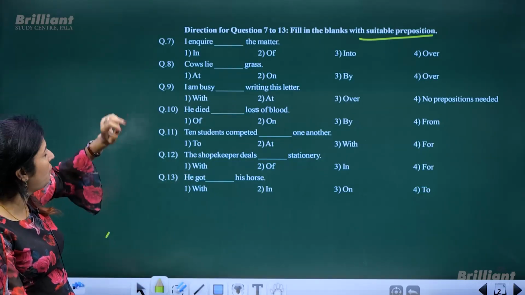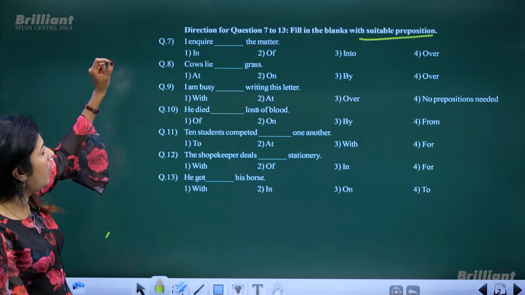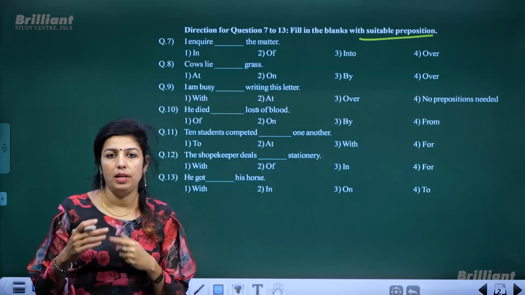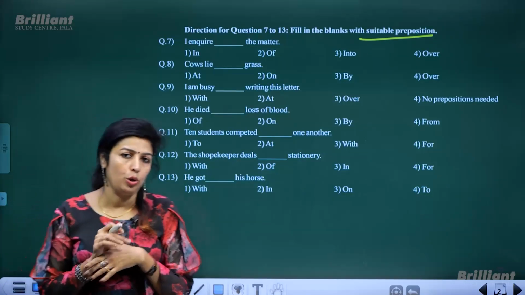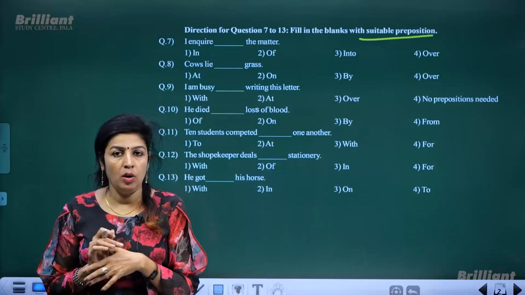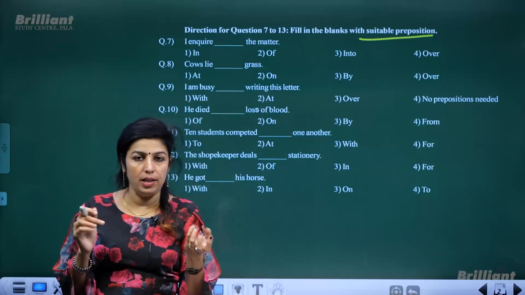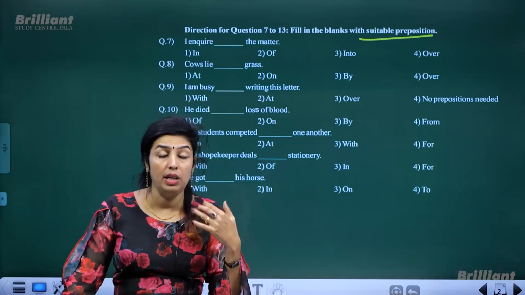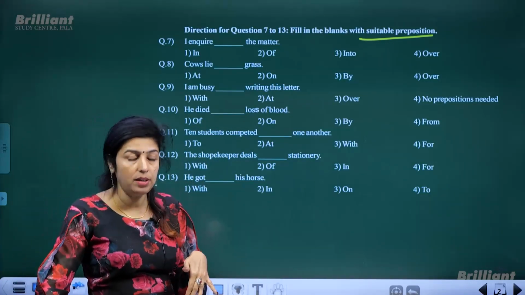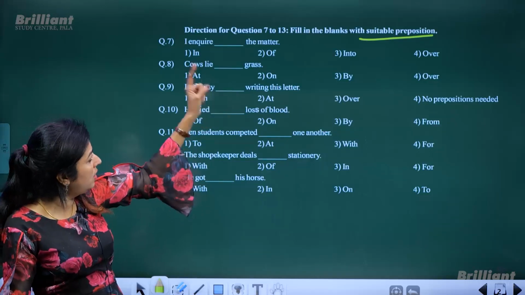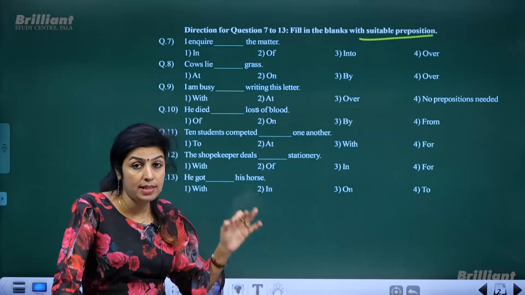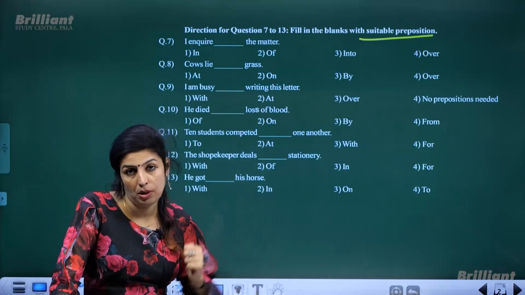Now the 7th question is: I inquire dash the matter. See, when you go for an inquiry, or when you want to know about something, what do you normally do? You collect maximum details. That means you go deep into the thing, right? Deep into the matter. Not that you need basic information. Inquiry means you get maximum information, or your intention is to get maximum information. So in that sense, you go deep into the matter. So here, "I inquire dash the matter" means you have to use a preposition which conveys the meaning that you have gone deep into the matter.